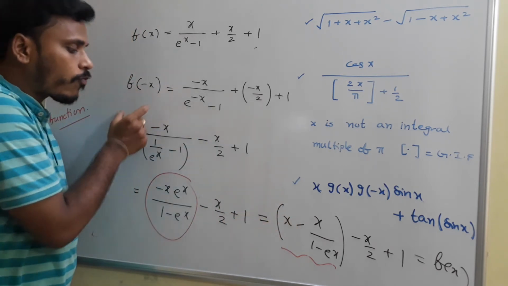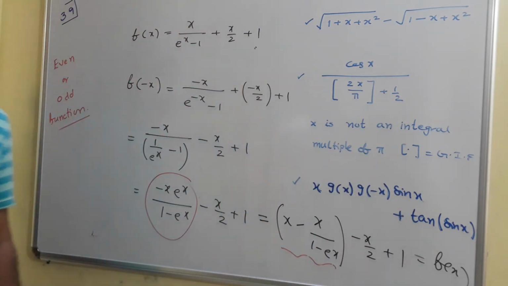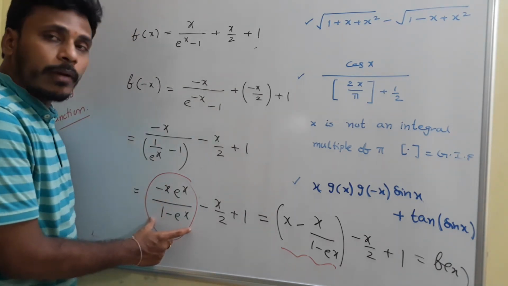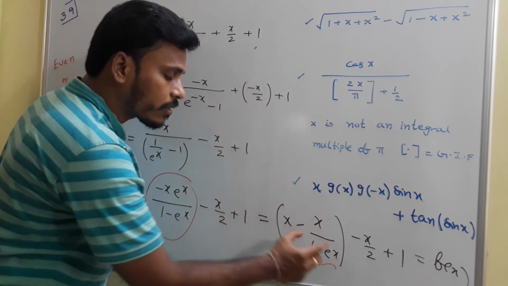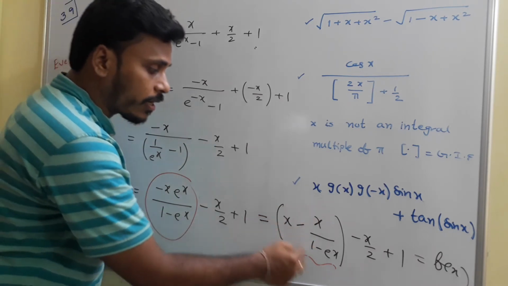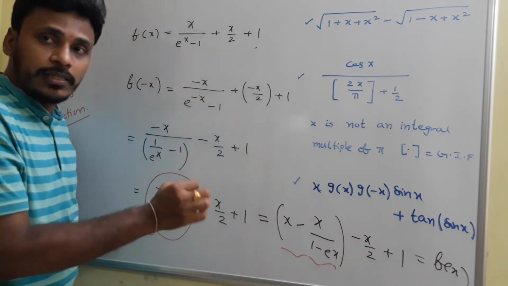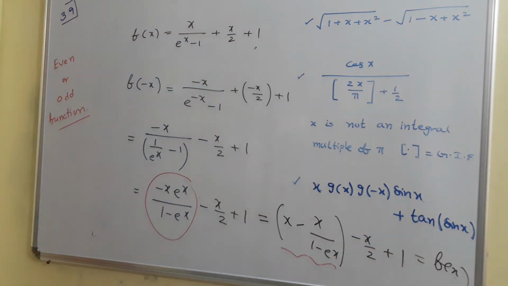At the end, f of minus x on simplification is equal to f of x, and that's why we say this particular function is an even function. In the complete part, writing this minus x e power x by 1 minus e power x as x minus x by 1 minus e power x is some logical way, and then you need to simplify it. This part is just x by e power x minus 1. This x minus x by 2 is plus x by 2, and plus 1 is f of x. Okay, have a look.